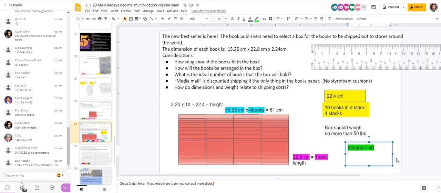Probably the 40 would be, if we're thinking the units are books, 40 books. Cool. And notice this isn't books cubed, it's just books. That's weird. I thought volume always had the cubed. Anyways, so we have volume equals 40 books.